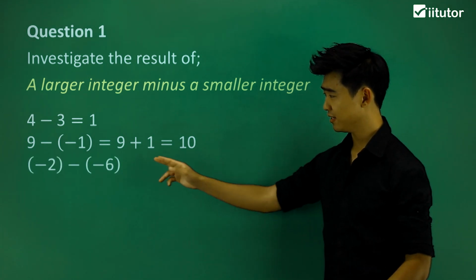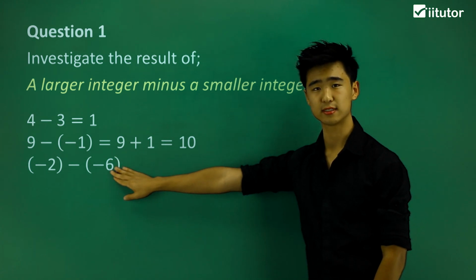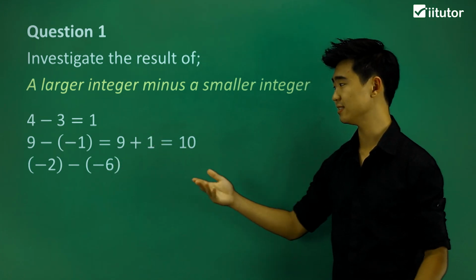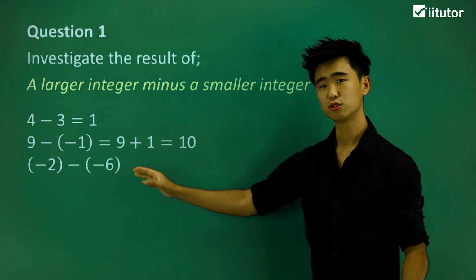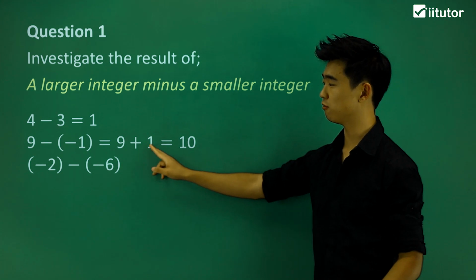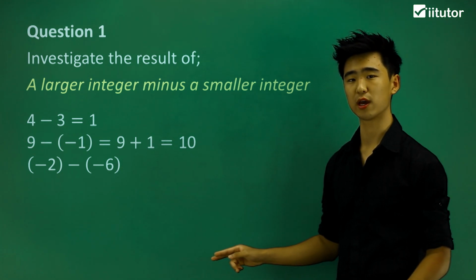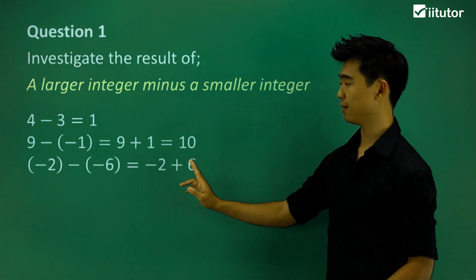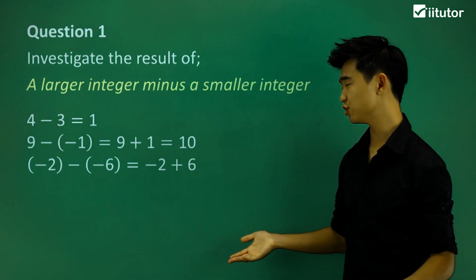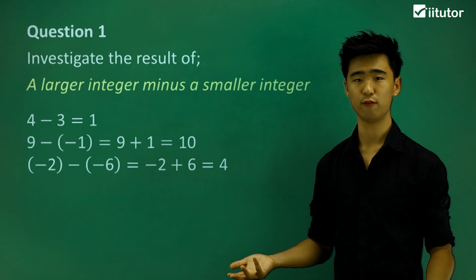Let's try to think of one more example. We have negative 2 and negative 6. Just to clarify, negative 2 is indeed greater than negative 6. So if we minus these two together, what will happen? Similarly to before, when we have two negatives together, it becomes minus 2 plus 6. When we add these two together, we get a 4.